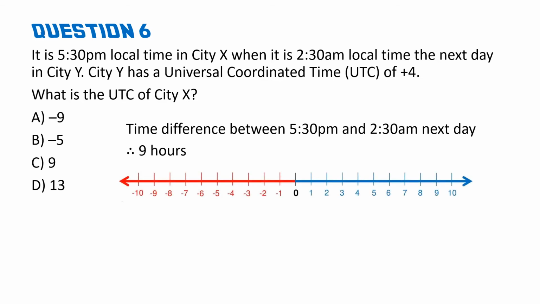So if we draw ourselves a quick number line, city Y is at +4, so I can mark city Y there. Now I want to work out where city X is. Well, city X, as we said before, is 9 hours before that. So 1 hour before would be +3, 2 hours before would be +2, 3 hours before would be +1. So I keep counting down until I get to city X, 9 hours beforehand, at -5. Right? Another way we can look at it is we started at +4, that was our UTC for city Y. We then take away the 9 hours, the difference, and that's going to give us -5. Either way, option B is going to be the answer.